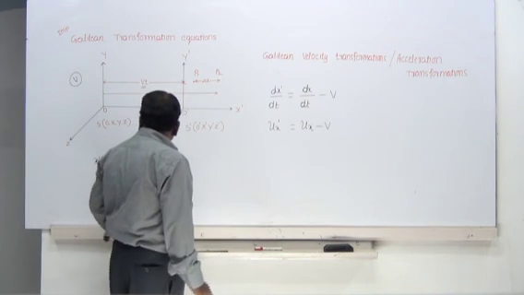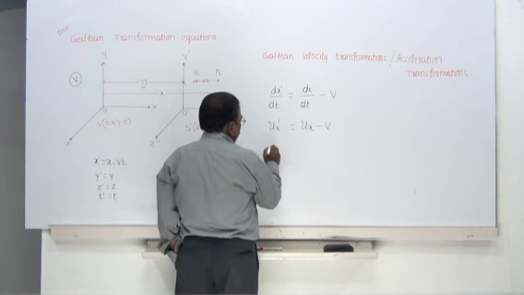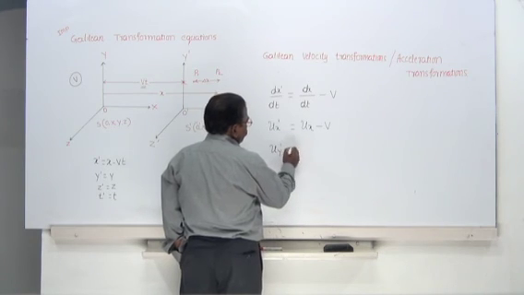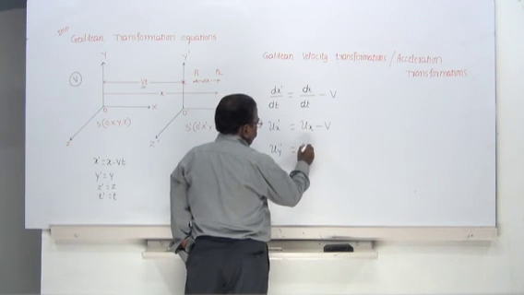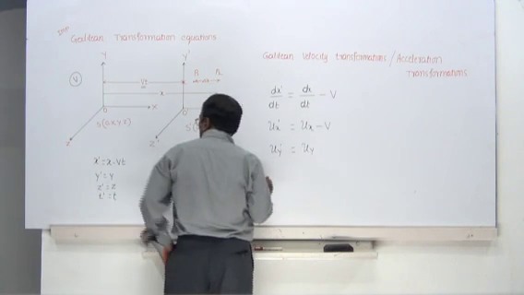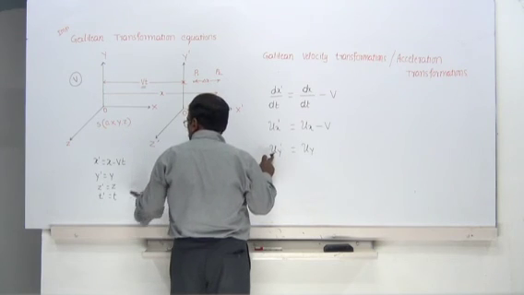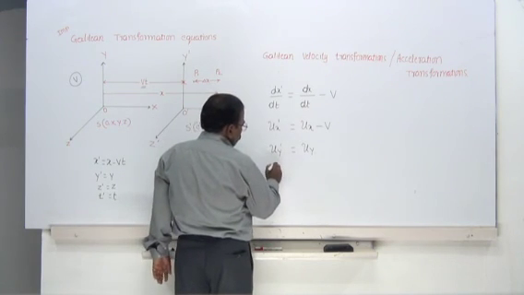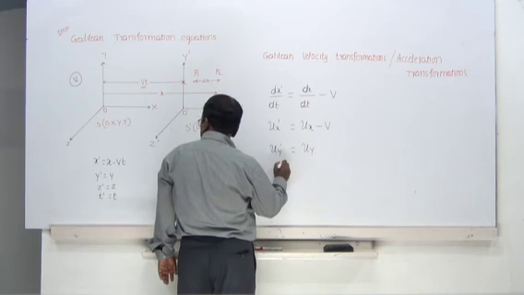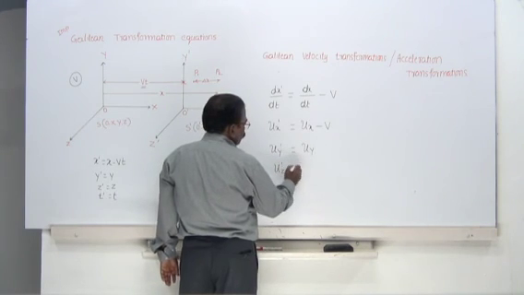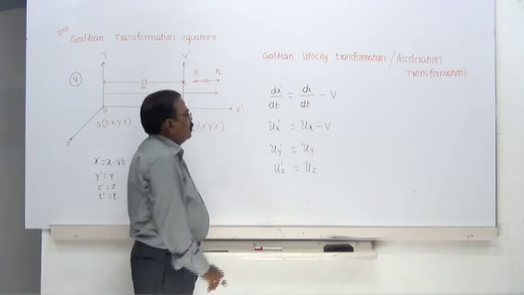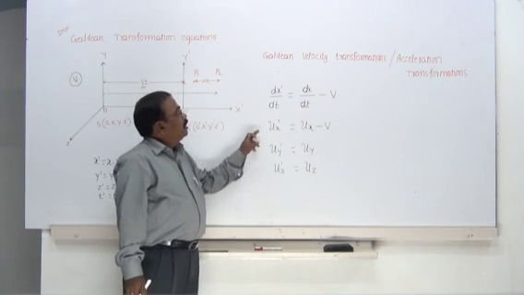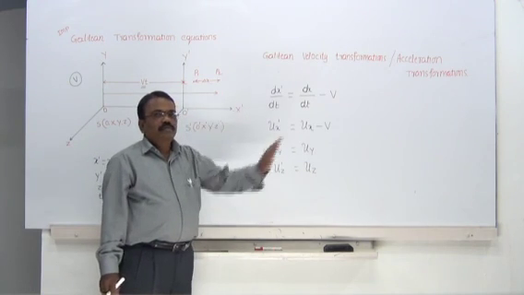And similarly, the differentiation of the other equations: you may write uy dash is equal to uy, where u stands for velocity, and uz dash is equal to uz. These are the Galilean velocity transformations.